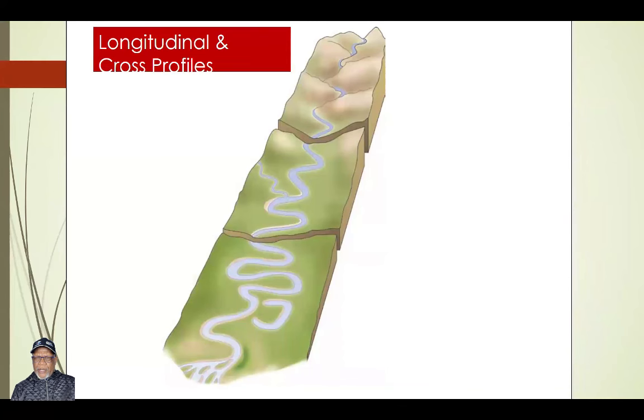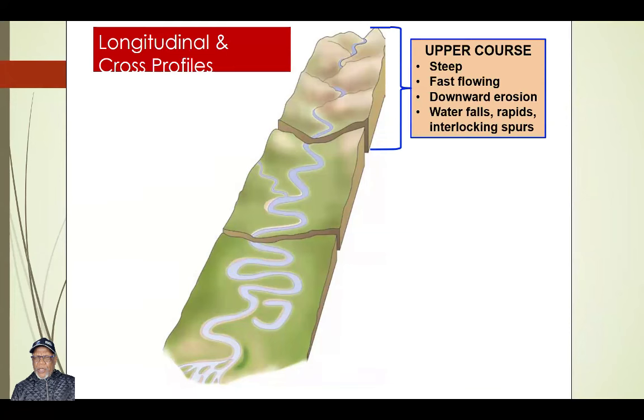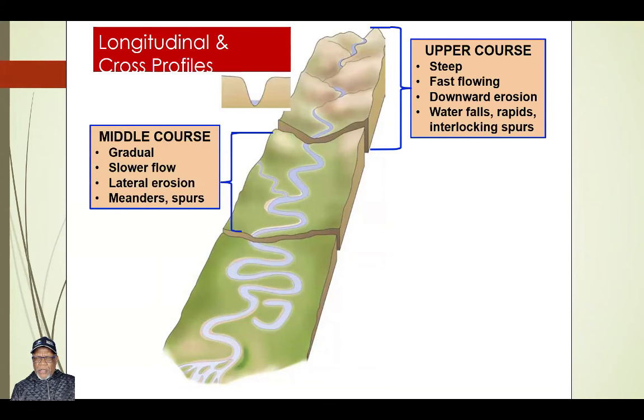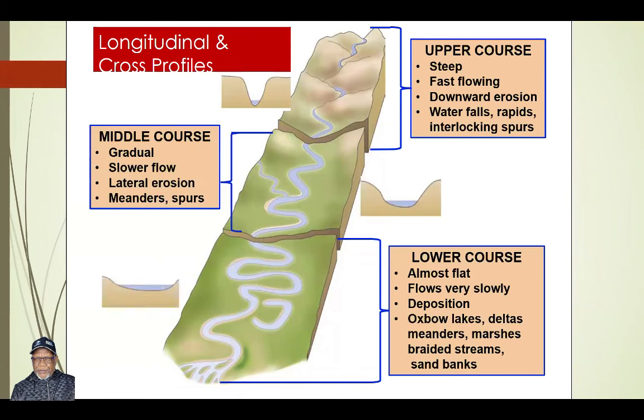Now, when you're looking at the long profile of the river, it has the upper course. So this will be the upper course, this is the middle course, and this is the lower course. The river in its upper course has a steeper gradient, and the water is flowing fast. There is dominant downward erosion, or vertical erosion, and the area has waterfalls, rapids, and interlocking spurs. You can see the volume of water is very little.